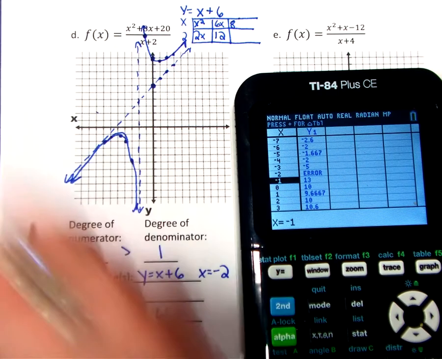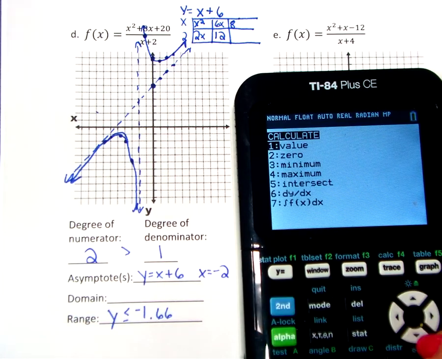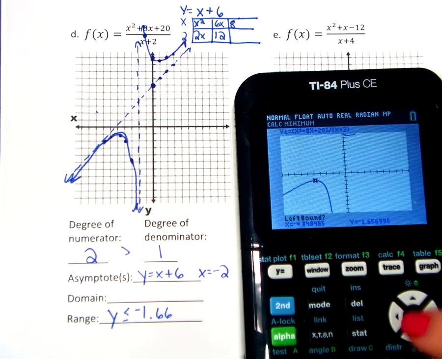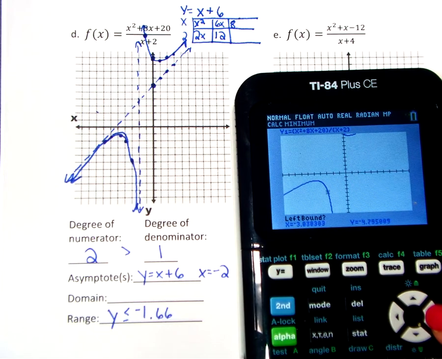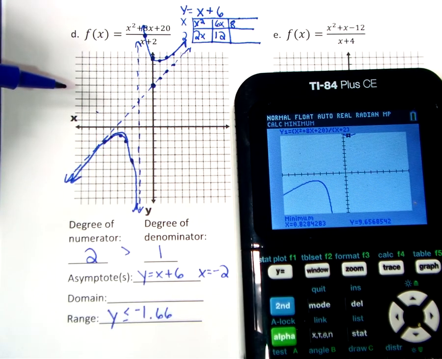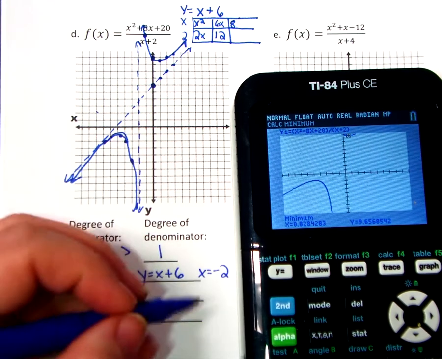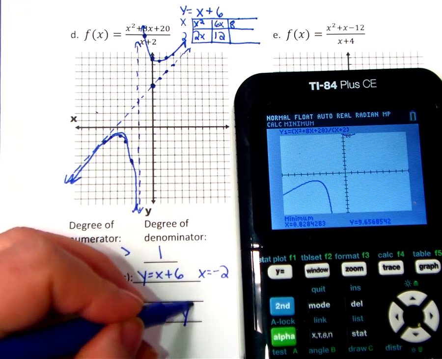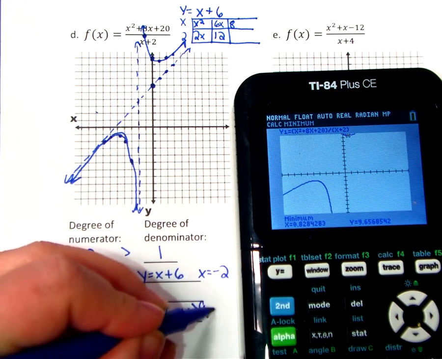And we want to calculate that maximum or that minimum value. So again, right arrow key until we can see the minimum pop up on there. Okay, so 0. And that minimum value happens at 9.66. So y is greater than or equal to 9.66.